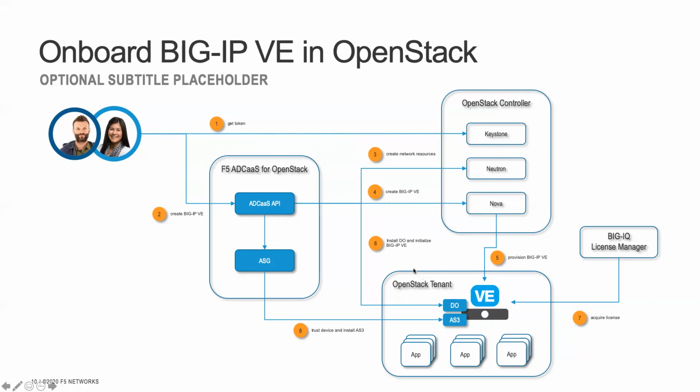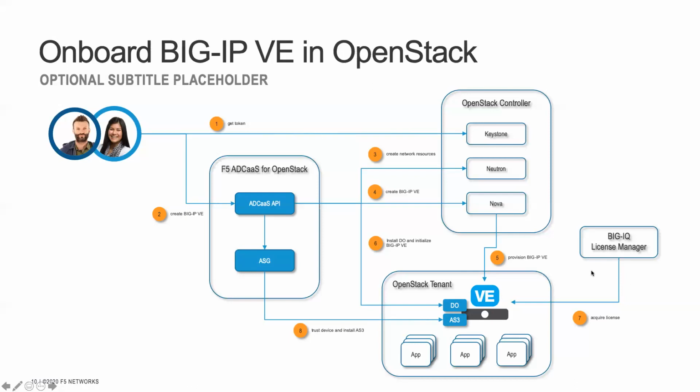So eventually, the tenant user will see a new virtual machine, which is the Big IP VE instance running in their OpenStack tenant. And that machine will have DO and AS3 installed, so that it is ready to accept the declaration configurations from us.